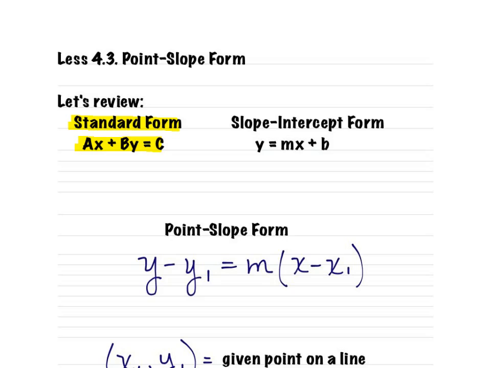Just recently, we've been working on slope-intercept form. The slope-intercept form of an equation is y equals mx plus b, where m represents the slope and b is the y-intercept of the line.